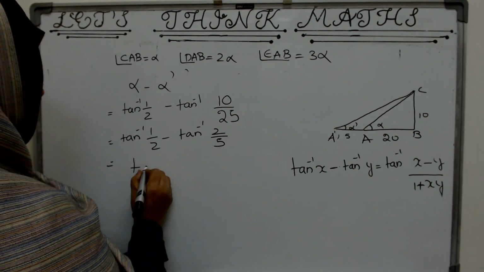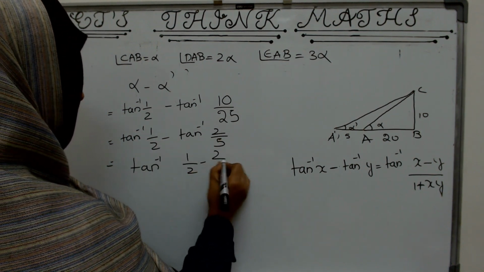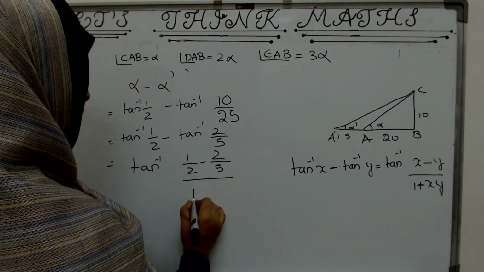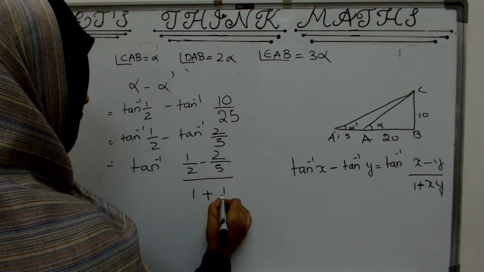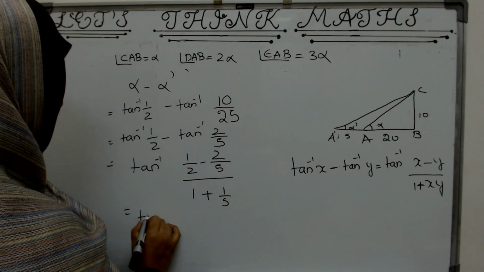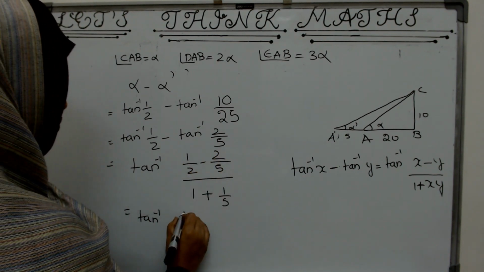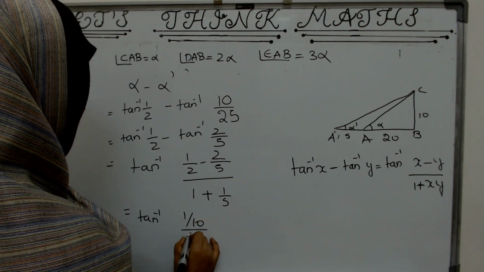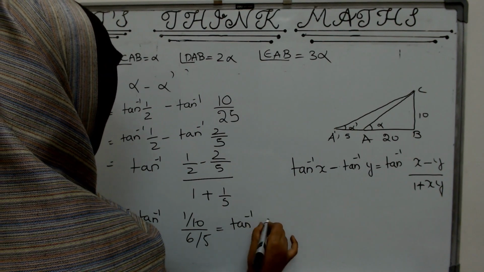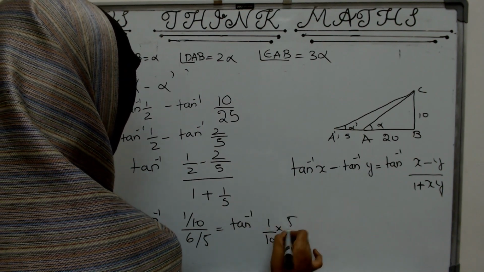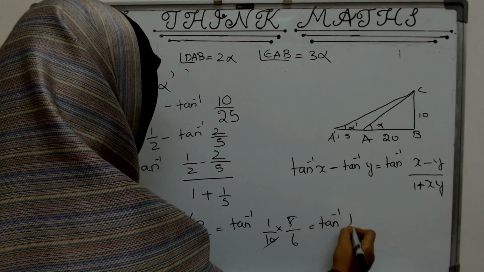And what is the formula? Tan inverse of their difference by 1 plus their product, which is cut 1 by 5, which is tan inverse of 5 minus 4, it is 1 by 10 by 6 by 5, which is tan inverse of 1 by 10 into 5 into 6. So this is equal to tan inverse of 1 by 12.